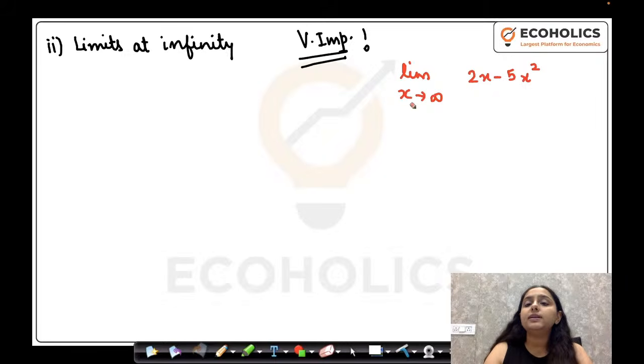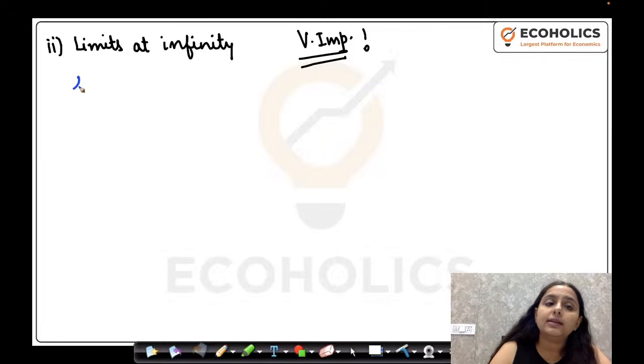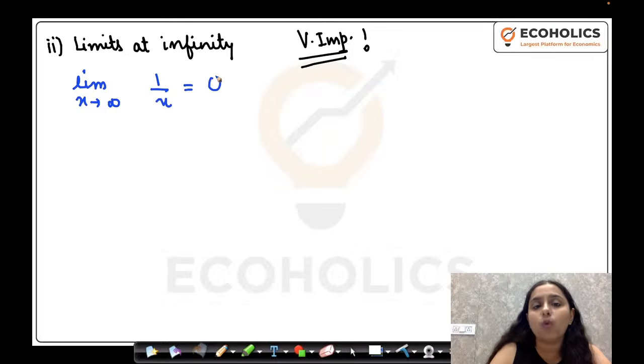So for limits at infinity, we study a standard limit. That is limit x approaches infinity of 1 upon x, which will be 1 upon infinity, that is 0. So that's a standard limit. So whenever we have to solve limits at infinity, we try to convert every function in the form of 1 by x.